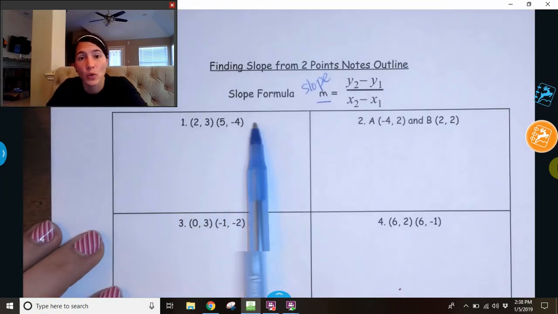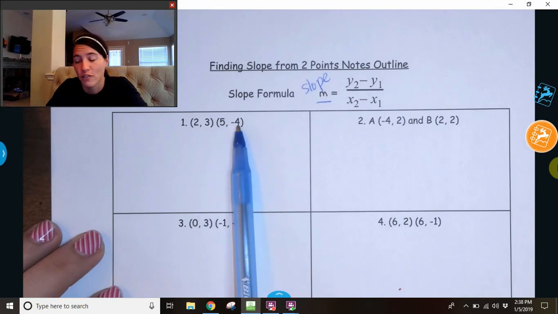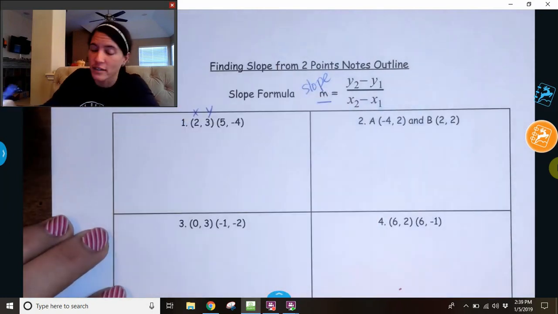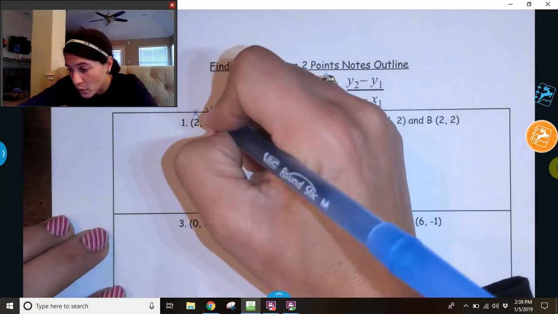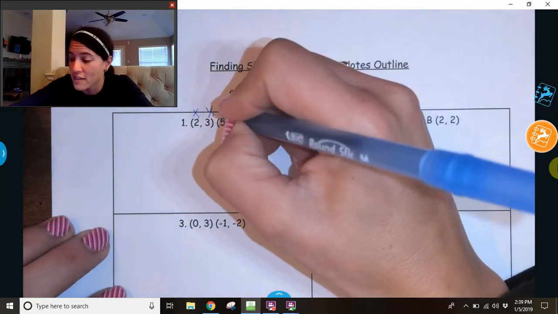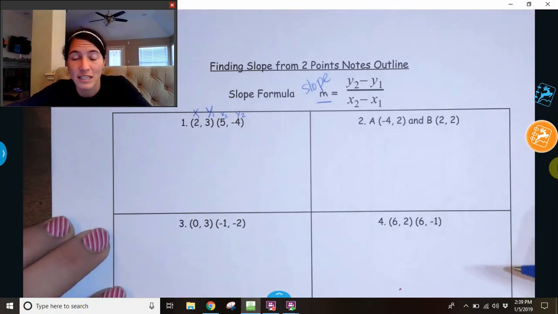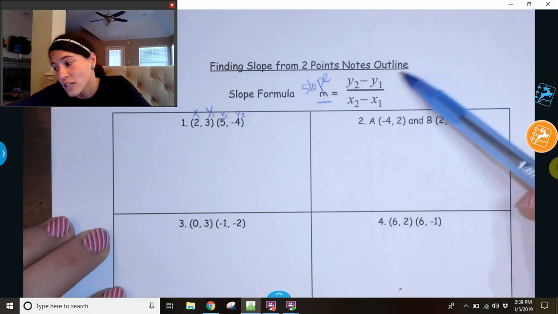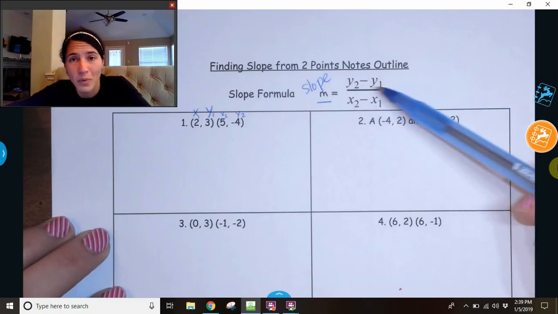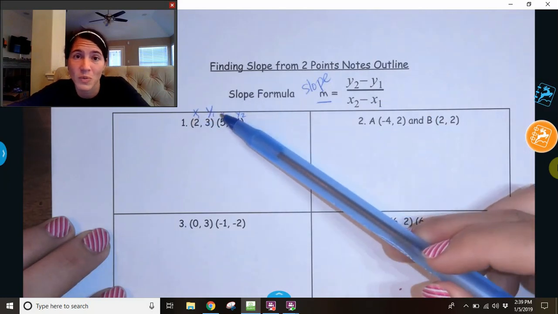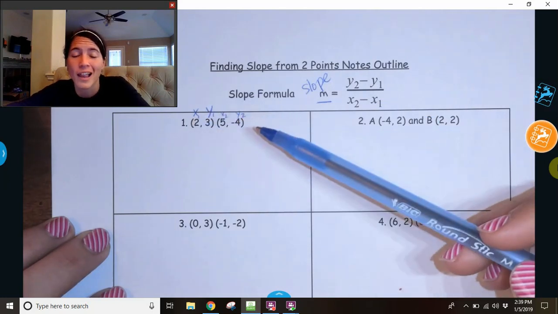If you have 2 ordered pairs, 2, 3, and 5, negative 4, each ordered pair has a corresponding x and y. So the first one we're going to call x sub 1, y sub 1. And then the second ordered pair is going to be x2 and y2. If you label your ordered pairs, you're less likely to mess up. I've seen a lot of students over the years put the x's on the top, or they use the wrong numbers in the wrong place. And so if you label them x1, y1, x2, y2, you're more likely to get it correct.